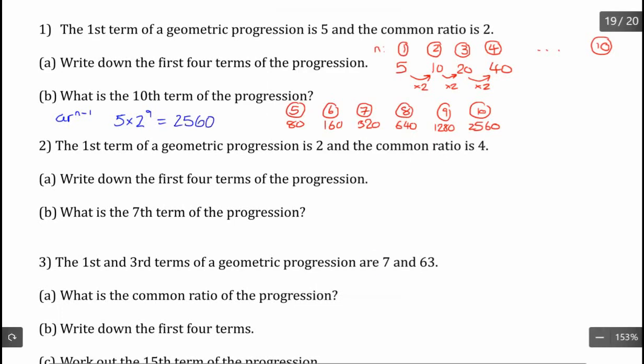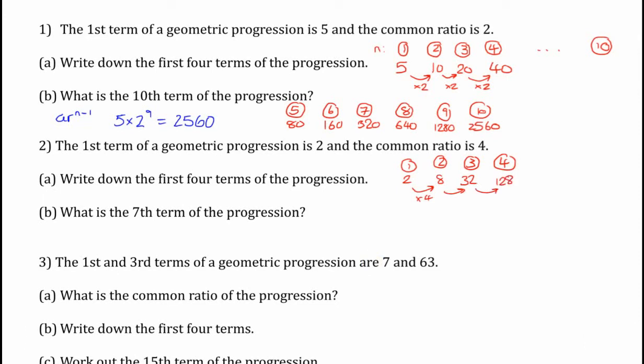Okay, number 2, first term is 2 and the common ratio is 4, first 4 terms. So times them by 4, that would give us 8, times that by 4, that would give us 32, times that by 4, give us 128.